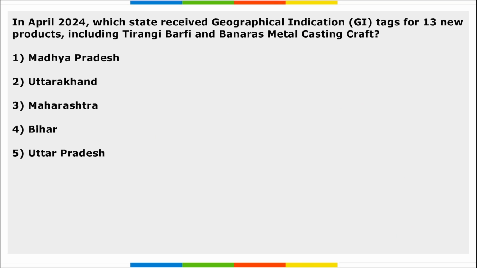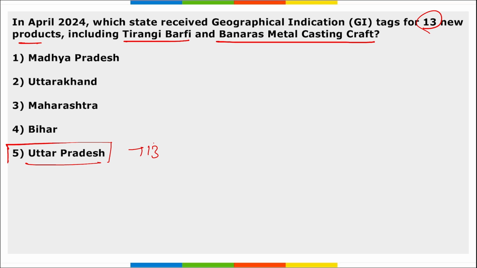Next, which state received GI tag for 30 new products including Tirangi Barfi and Banaras metal casting craft? It is Uttar Pradesh, that is UP. Right, UP recently got 13 new GI tags that includes your Banaras Tirangi Barfi, Banaras metal craft.